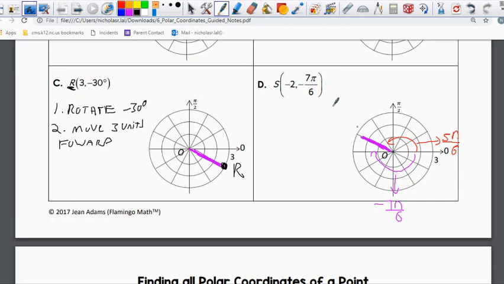And so imagine you are facing this direction, and then you have to walk 2 units backwards. So you're facing this direction, you walk 2 units backwards, so your point is going to be right here. It's going to be point S. All right, so that is problem D.